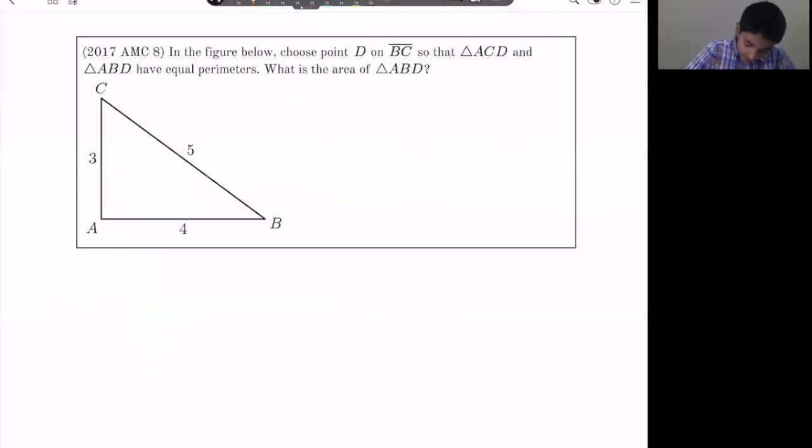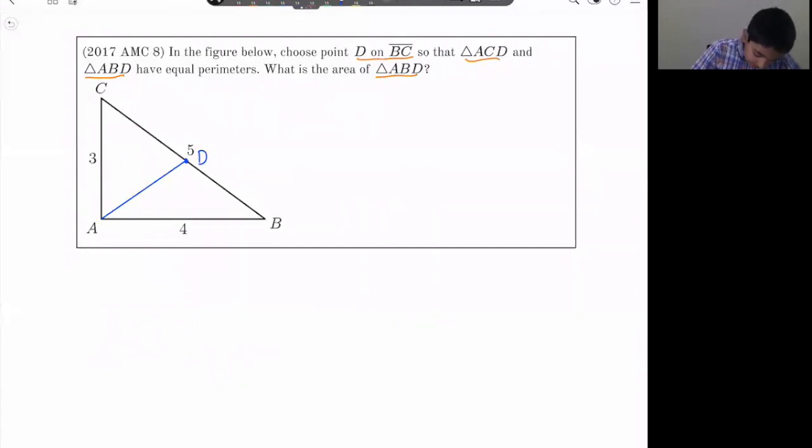So we're given that point D is on BC, so that ACD and ABD have equal perimeters. What's the area of ABD? So the trick to this problem, and to any geometry problem, is to try marking things on the diagram to see what information we can get from there. So we have this point, it's going to be approximately there. We don't know exactly where it is yet, but somewhere around there. Okay, so now we have this point D, let's mark a D.